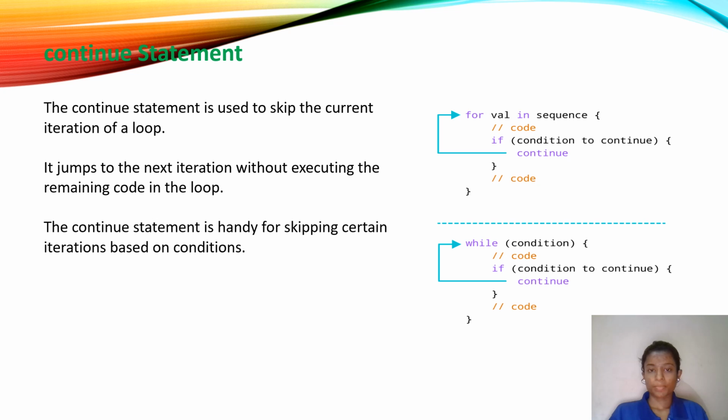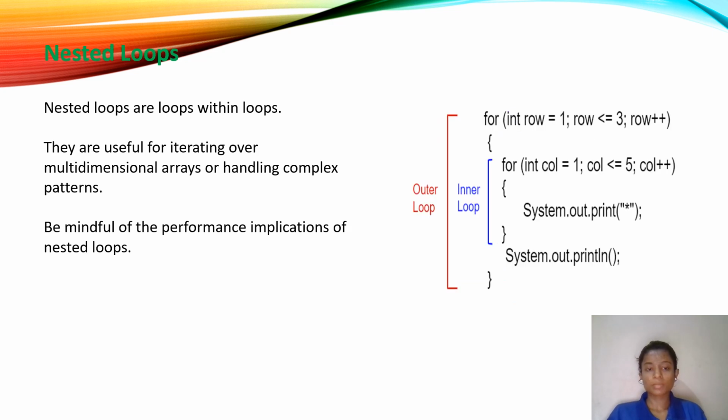Continue statement. The continue statement is used to skip the current iteration of a loop, and it jumps to the next iteration without executing the remaining code of the loop. For value in sequence, the condition will continue, and in the while condition, the condition continues with the code. The continue statement is handy for skipping certain iterations based on conditions.